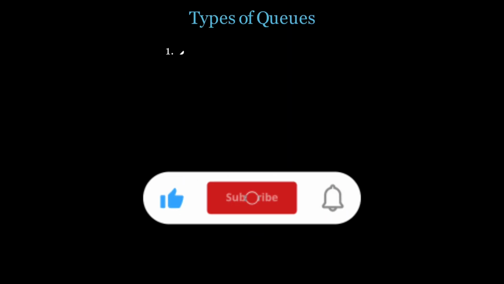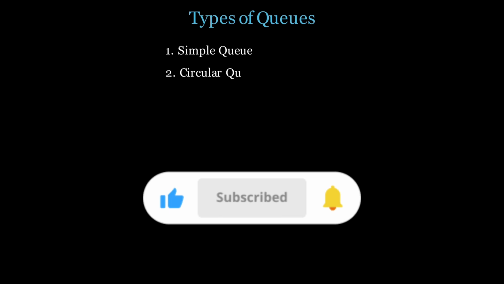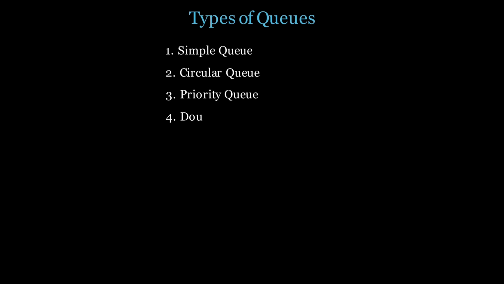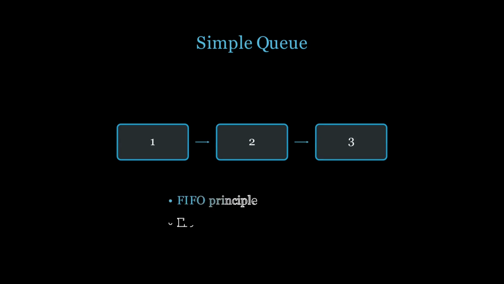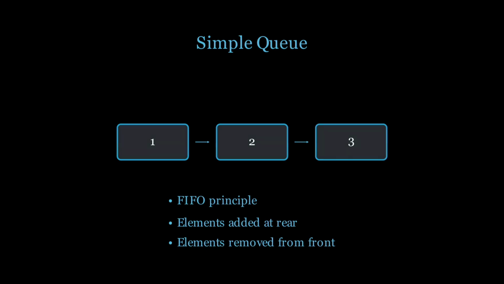Alright, while the basic queue is remarkably useful, several specialized implementations address specific computational needs. The different types of queues are simple queue, circular queue, priority queue, and double-ended queue. First is the simple queue that we have been discussing so far. It follows the FIFO principle, and new elements are always added at the rear or tail of the queue.